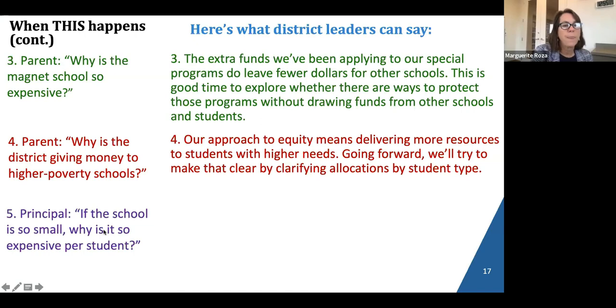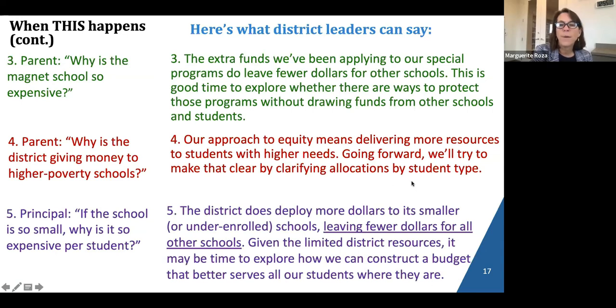Or this one, if the school is so small, why is it so expensive per student? Here, the district right now is deploying more dollars to its smaller or under-enrolled schools. That does leave fewer dollars for the other schools. People often don't know how this whole thing fits together, so they think you can spend more money on a small school and it not come from anywhere.